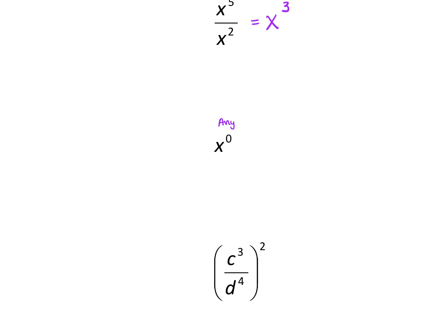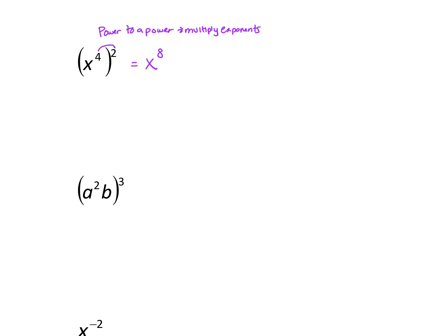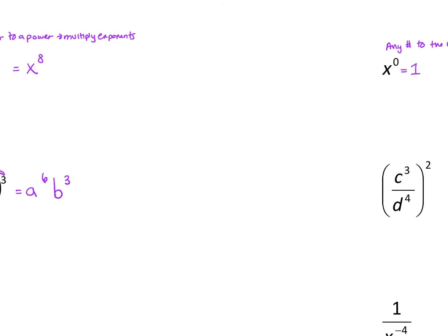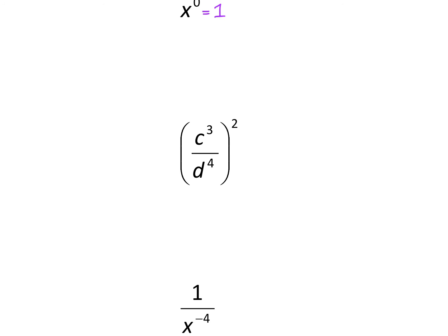Any number to the 0 power equals 1. So no matter what, anything to the 0 power is going to equal 1. Similarly, here we have a power to a power. Keeping in mind this b is technically the first power, so I'm going to multiply my powers. So I'm going to have a to the 6th and b to the 3rd. Similarly, here we're dividing, but again, I still have power to a power, so I'm going to multiply and multiply. So it'd be 3 times 2 over 4 times 2. So it'd be c to the 6th over d to the 8th.